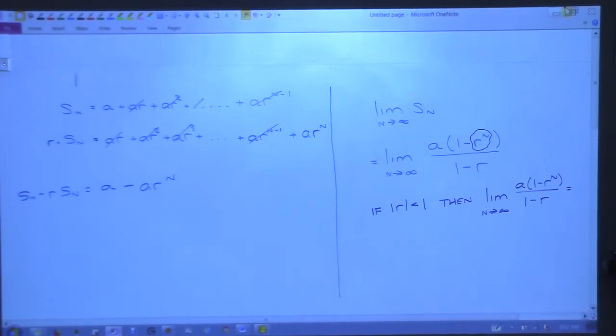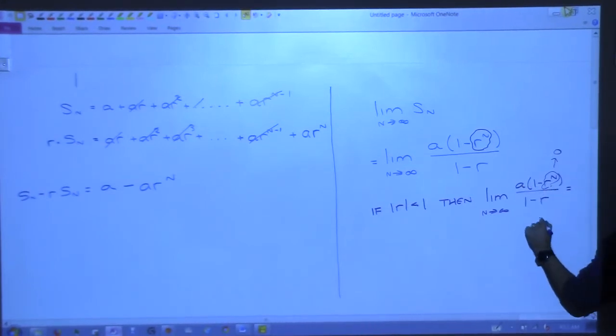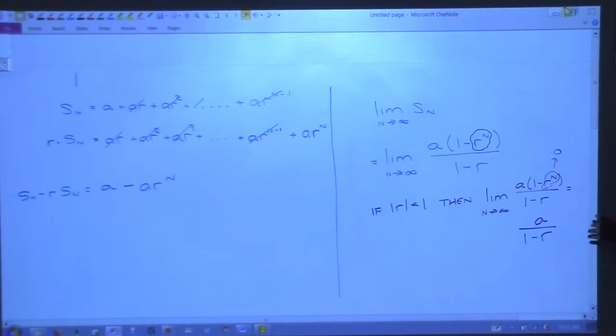Well, the limit wouldn't go to 0. This would go to 0, wouldn't it? And if that goes to 0, then what are you left with? 1 minus 0, right? 1 times a. So you get a over 1 minus r. And that is a concrete number, isn't it?